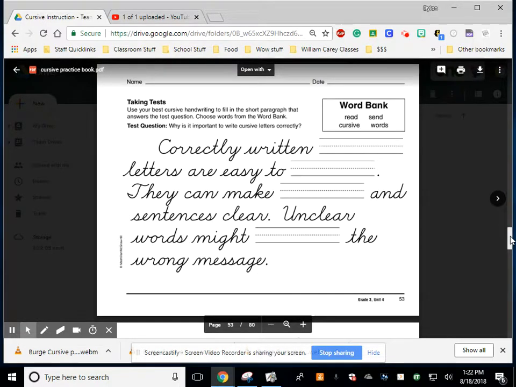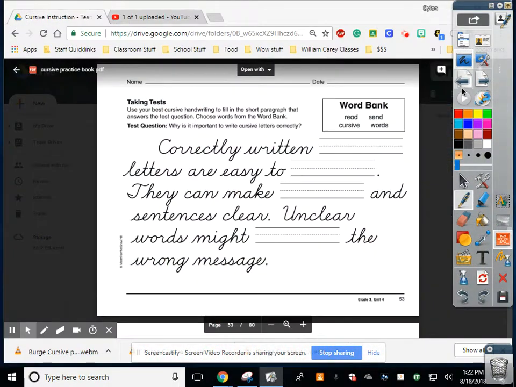There we go. So what you're going to do, and you've had one of these before, it has a word bank here. So when there's a word bank, that means, hey, the answers are right there. So please use them. Do not make up your own answers. It says use your best cursive handwriting to fill in the short paragraph that answers the test question. Choose the words in the word bank. Test question. Why is it important to write in cursive letters correctly? So it gives you the phrases.